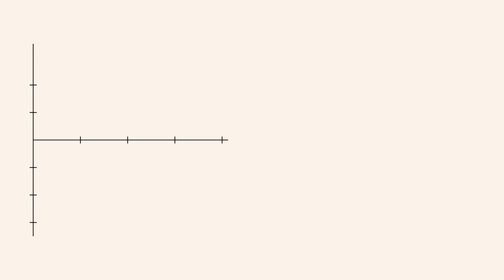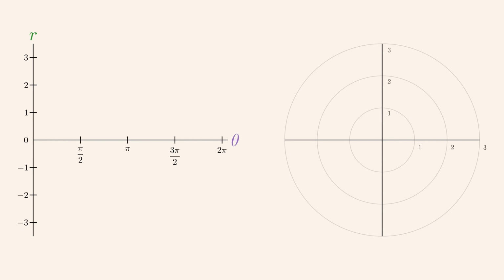For this lesson, the Cartesian plane will be on the left, and the polar plane will be on the right. Let's start with the equation r equals 2. We map it on the Cartesian plane, where it's a flat line.